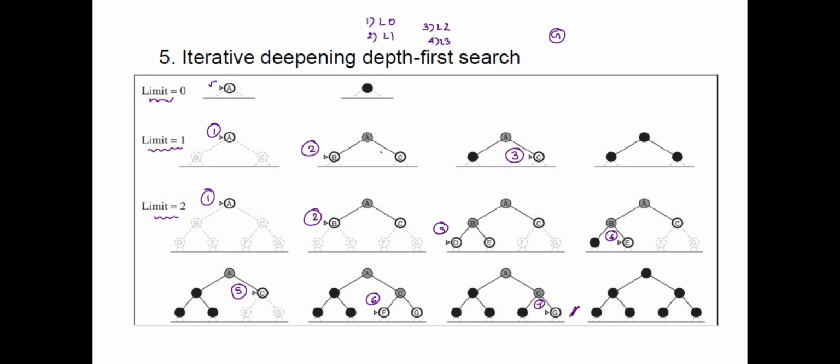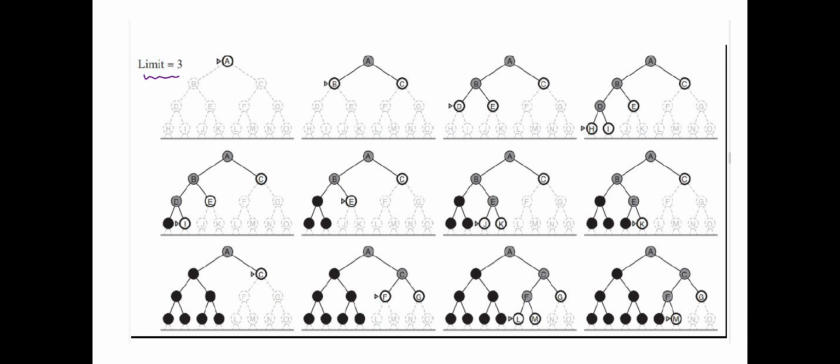Another algorithm is the iterative deepening depth first search algorithm. In this algorithm, the search takes place iteratively for each limit. For limit 0, it searches only the root node. In limit 1, it searches the nodes which are in level 1 and level 2. In limit 2, it searches the nodes in level 1, level 2 and level 3, and so on. So it is an iterative procedure.